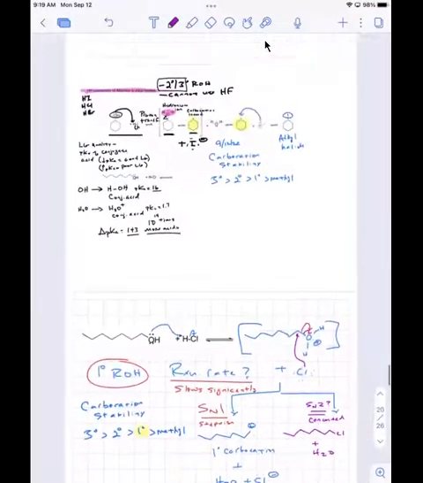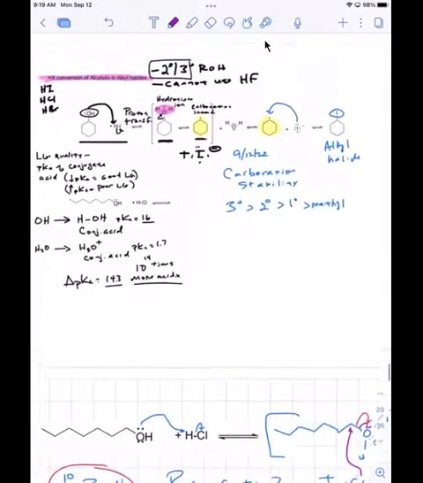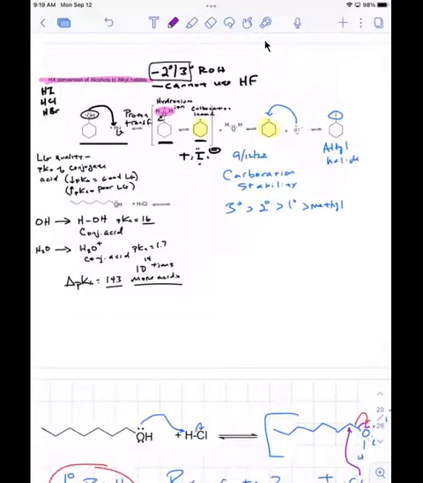All right, questions about this method? It works best on secondary and tertiary alcohols. It's not as good on primary alcohols. And if it does work for primary, it does not go through the SN1 pathway. It can't. I have a small question, I guess.